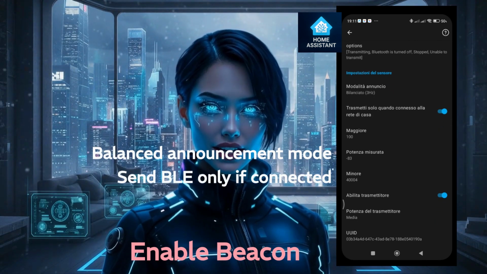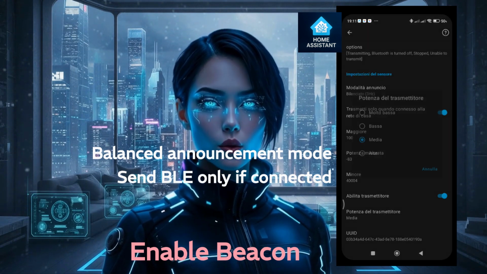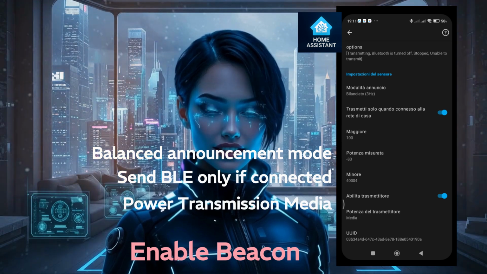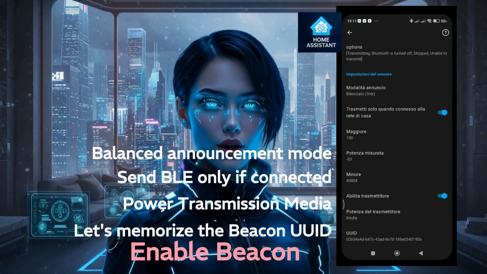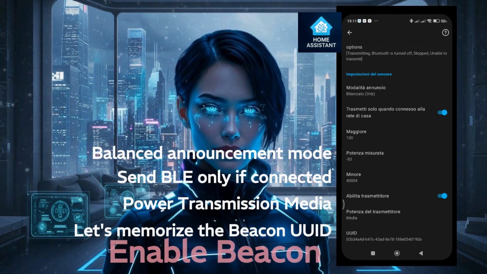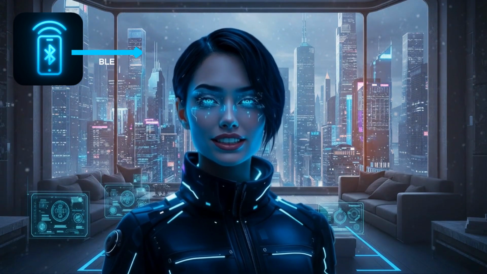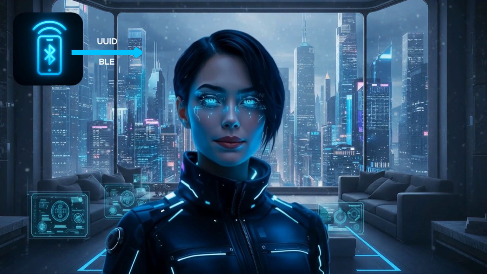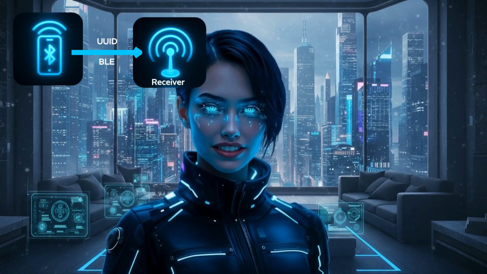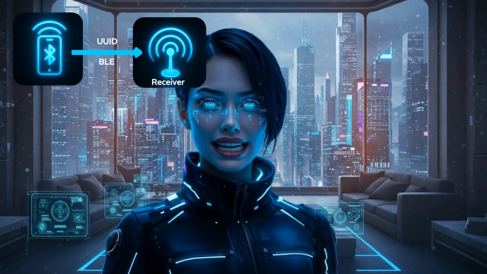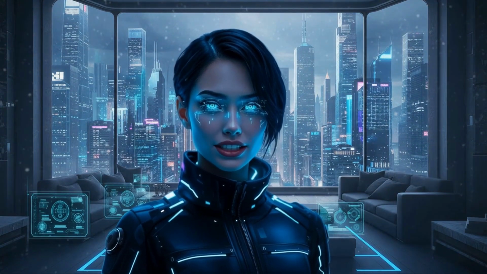Set the BLE packet transmission to only occur when connected to your home wireless network if you are sure of having good wireless coverage, and set the transmission power to medium. Write down the unique identifier of the BLE beacon, UUID, indicated in the settings. From this moment, the smartphone will start emitting a small BLE packet at regular intervals containing that unique identifier, which will then be detected by our BLE receivers distributed around the house, allowing us to understand in which room the smartphone is located.